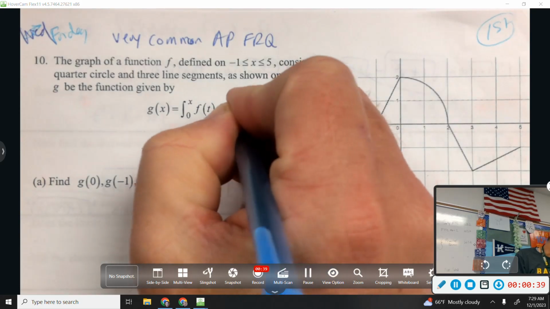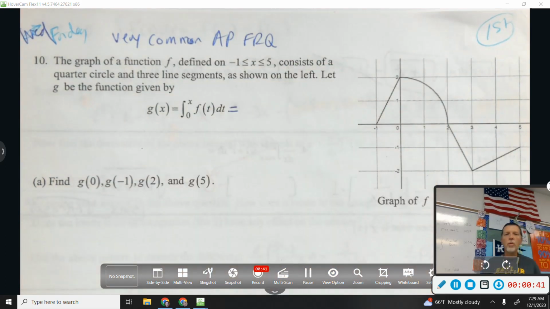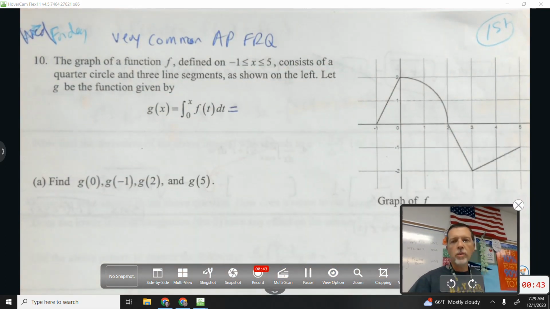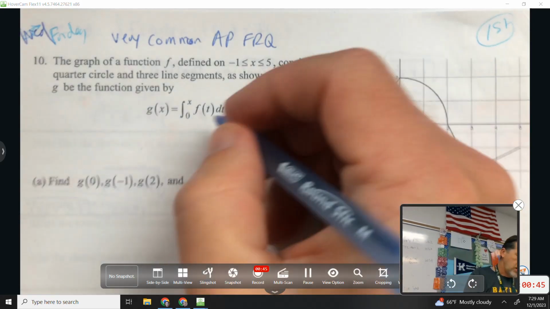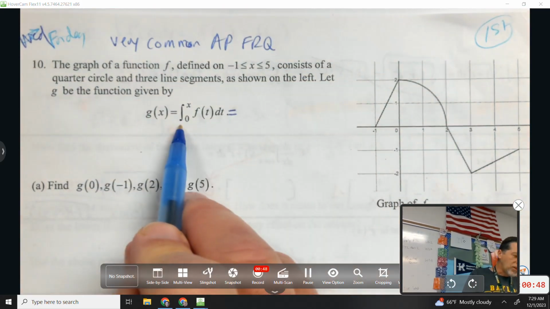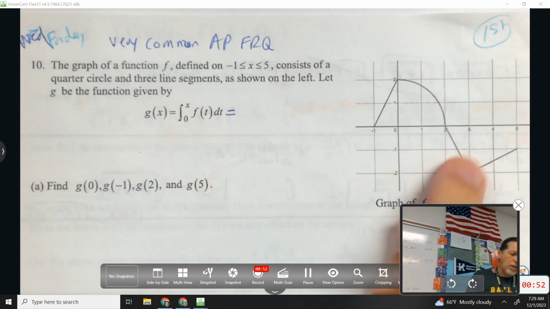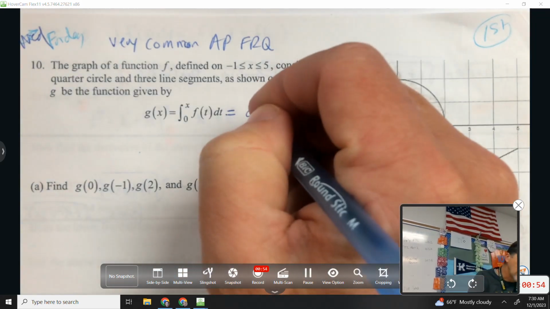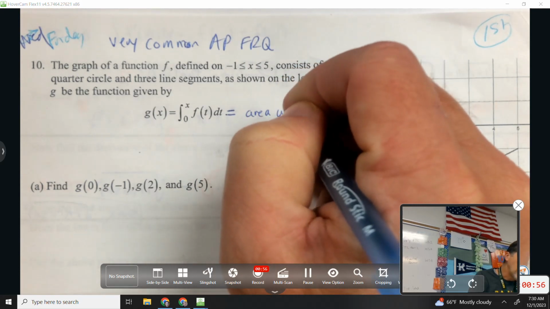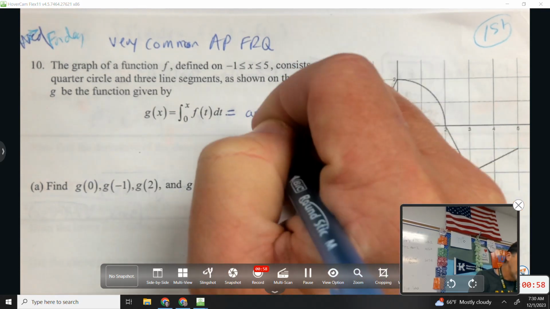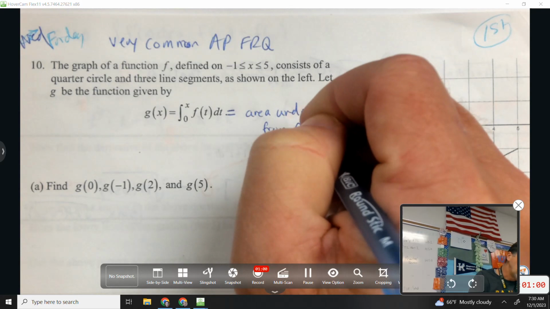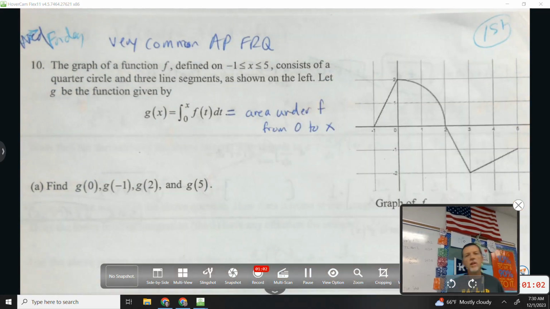Okay, well, before we go any further, one way to interpret that: remember that symbol means antiderivative, but it also means area under the curve, and especially if I've got a geometry thing going on here, it means the area under f from 0 to x. So G is like this accumulated area function.